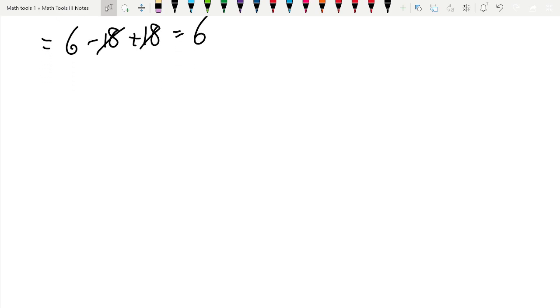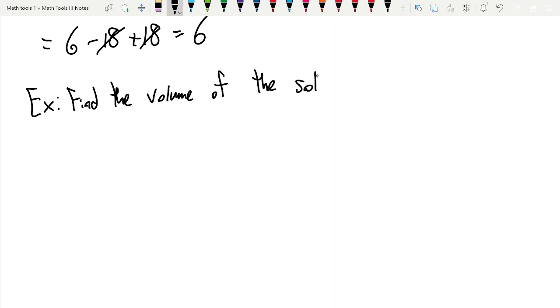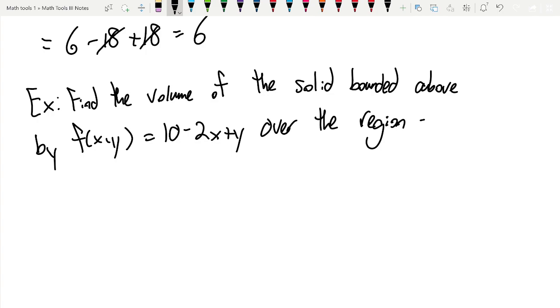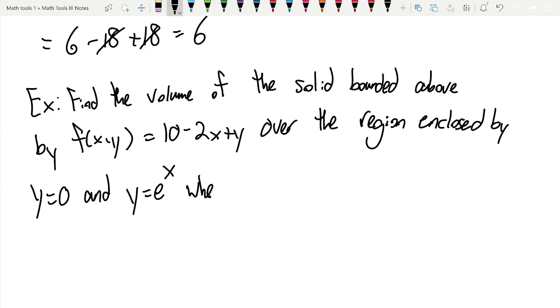Okay, so let's do one more here. Where this time we want to find the volume of the solid bounded above by f of x, y equals 10 minus 2x plus y over the region enclosed by y equals 0 and y equals e to the x, where x is in [0, 1]. Okay.